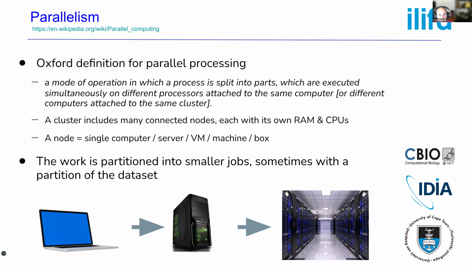So what is parallelism? The Oxford definition of parallel processing is a mode of operation in which a process is split into parts, which are executed simultaneously on different processors attached to the same computer or different computers attached to the same cluster. A cluster includes many connected nodes, each with its own RAM and CPUs. So a node is a single computer, server, virtual machine, or box. So work is partitioned into smaller jobs, sometimes with a partition of the data set. And I'll get into what that means a bit later.